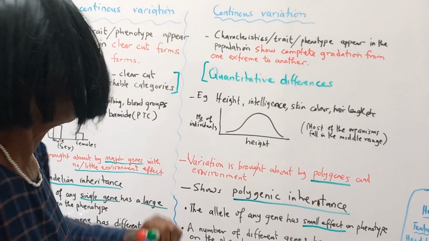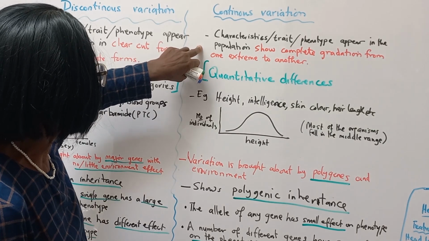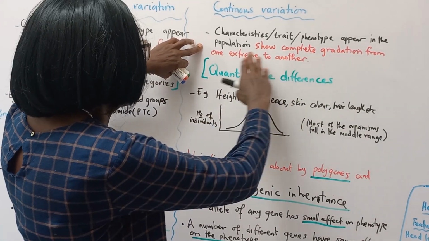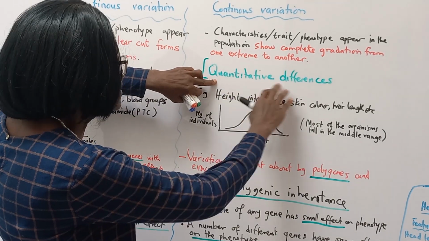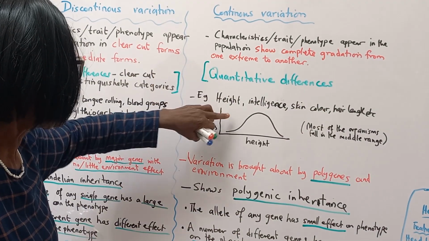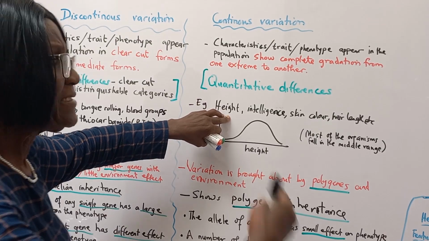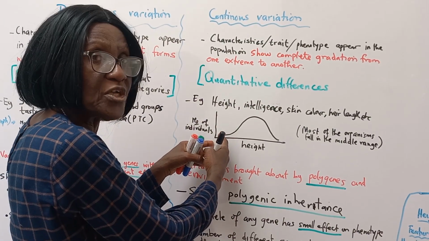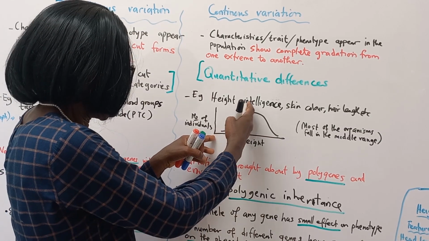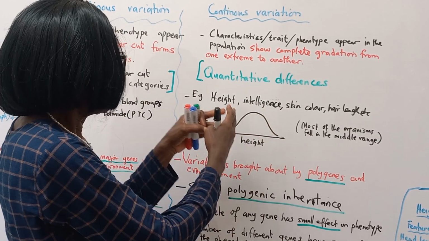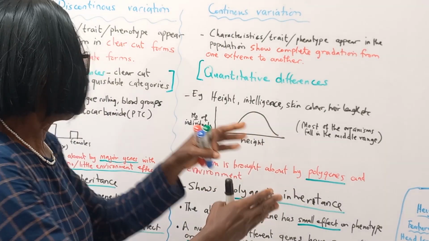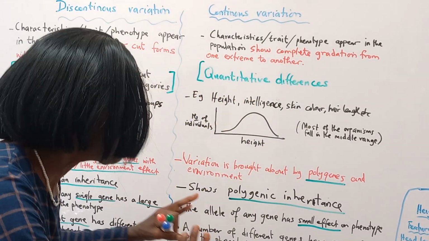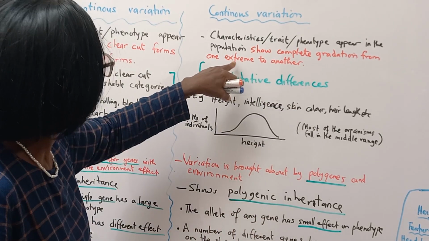On the other hand, there are also some phenotypes or characteristics that show complete gradation from one extreme to another, known as quantitative differences. For instance, height. In the species, you have height: very short people, medium, tall. You can't separate them, so it's a complete gradation. That phenotype shows a complete gradation from one extreme to another.